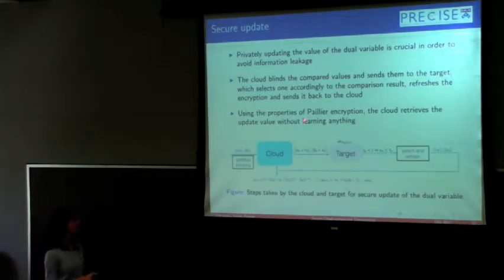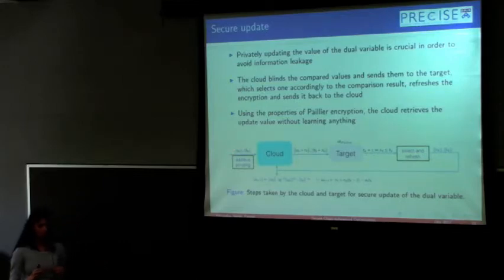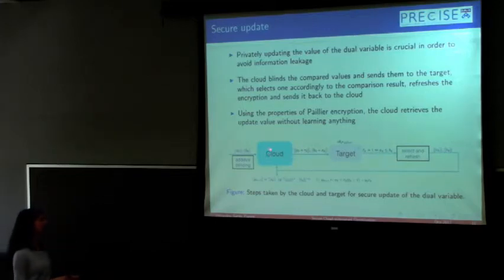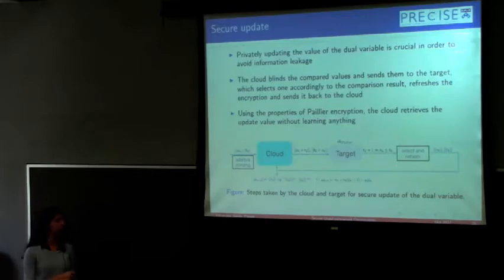And the next step, as I mentioned, is how to update mu k plus 1. What we need to do is to actually use some sort of a one-time pad, which means that you blind your private value with a large noise such that in distribution, this blinded value and a random value of the same size will be computationally indistinguishable. So basically what the cloud will do is blind the two inputs and send them to the target, which will pick one of them according to the comparison bit it has.